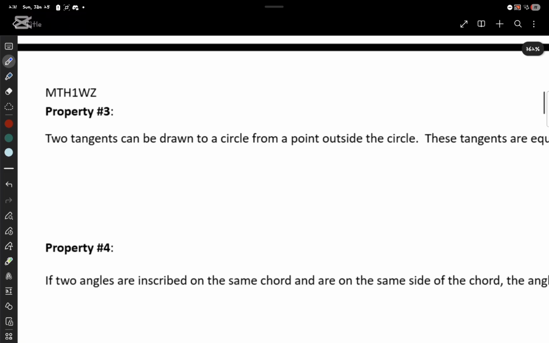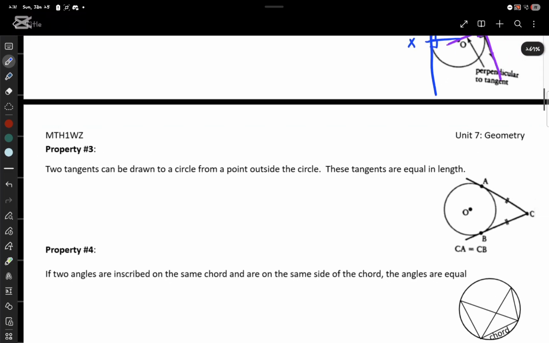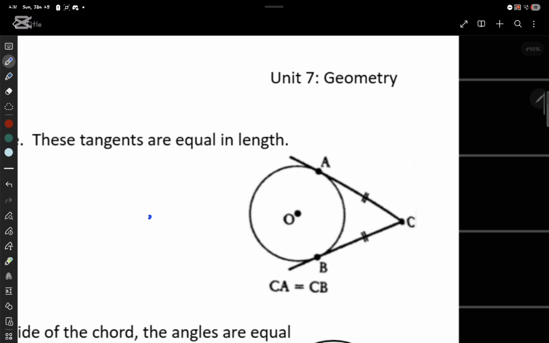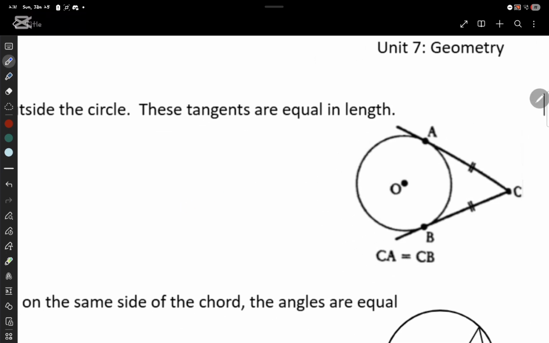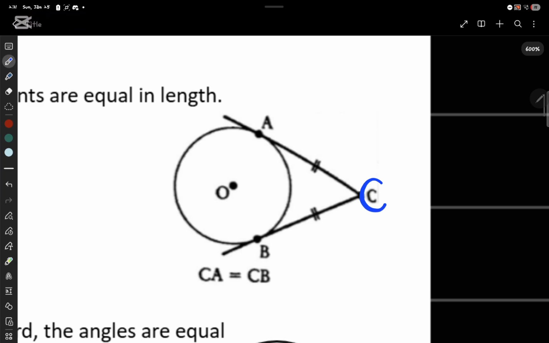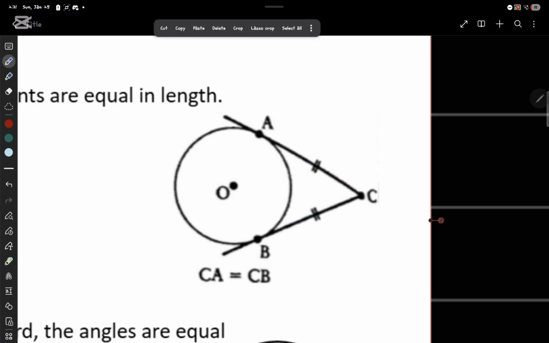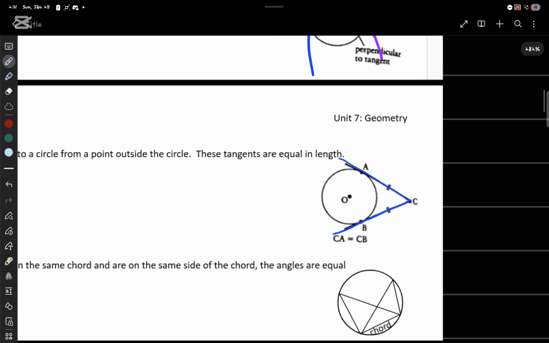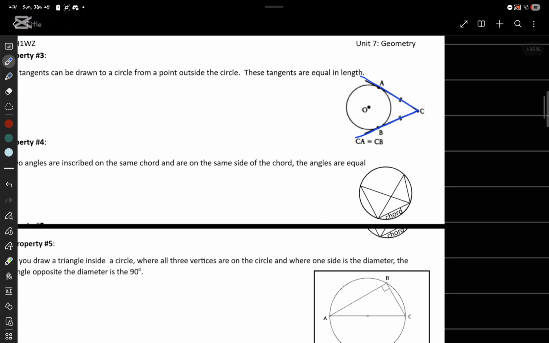Our third property is that two tangents can be drawn from a point outside the circle, and these tangents are equal in length. What this means is that if you have a point, let's go to this diagram, that point C, and you have two tangents extending from that one point and hitting the circle once, those two tangents will be equal in length. And the point has to be outside of the circle.